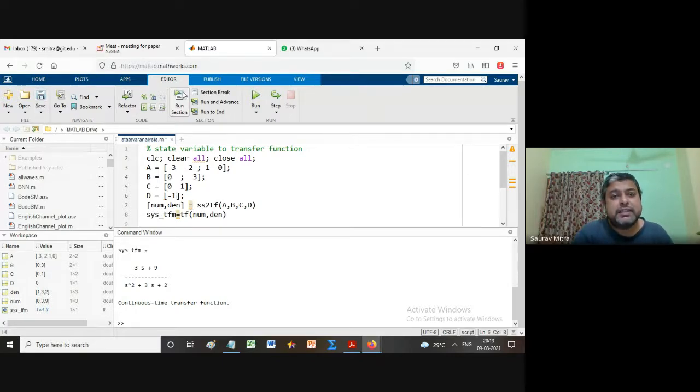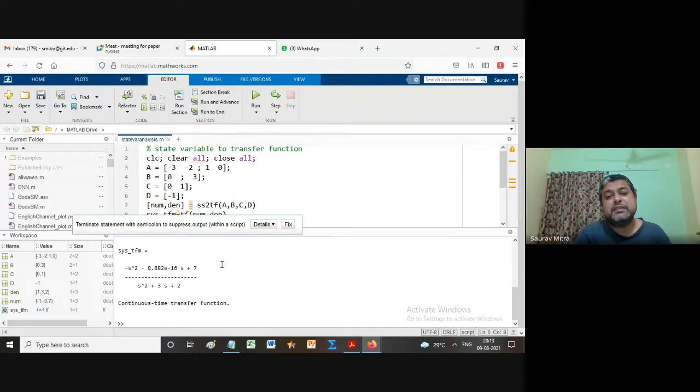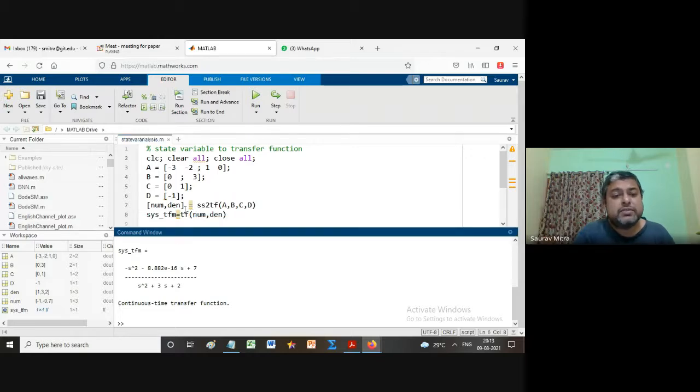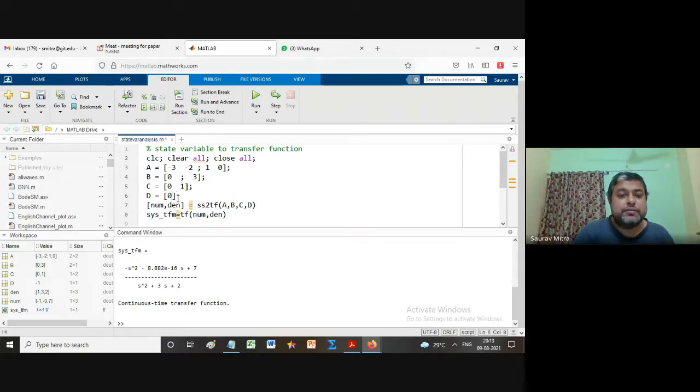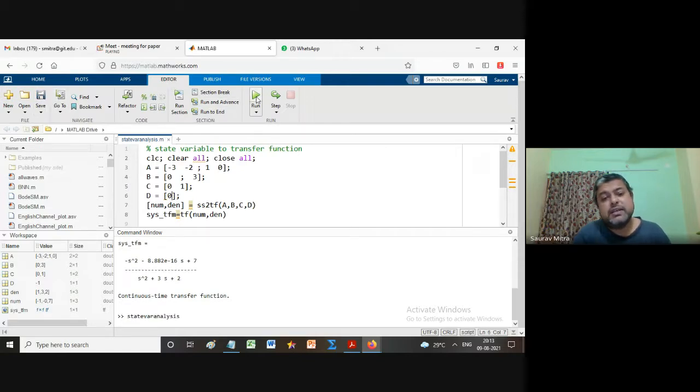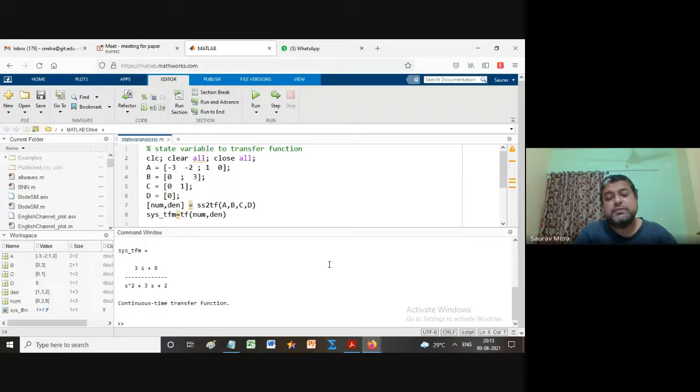Now what you do is take a negative D matrix. So the D matrix element is -1. Just check what comes. That -1 will come in the numerator, so all the numerator terms become minus, like this. So this is what the D matrix does to the whole system. Generally if we keep the D matrix as 0, we will find a proper transfer function. Proper transfer function means numerator order is less, denominator order is more.